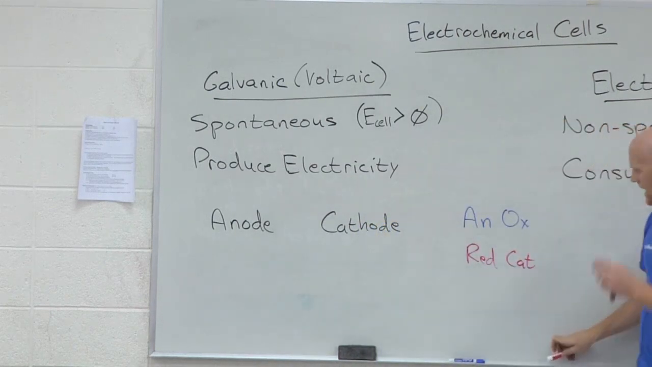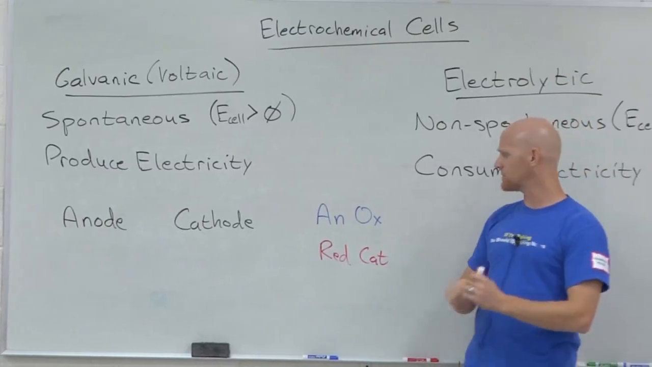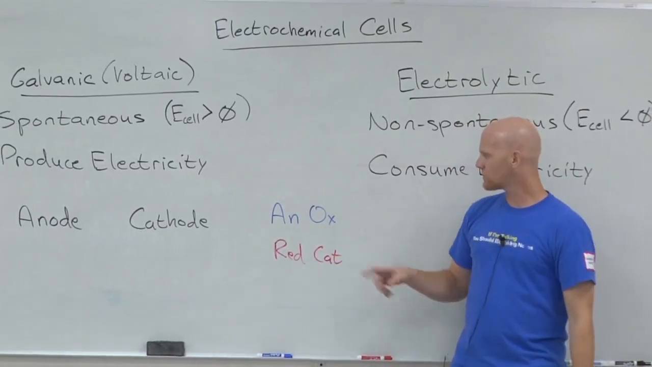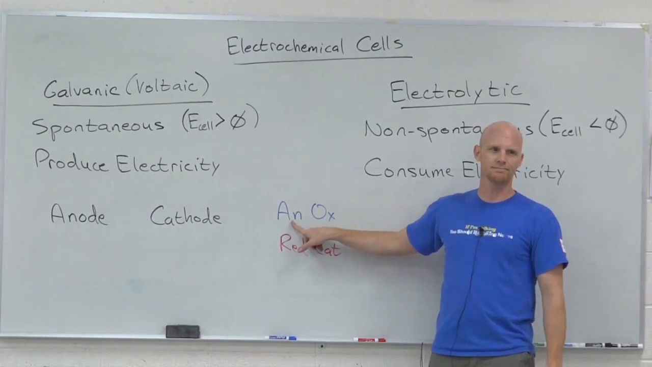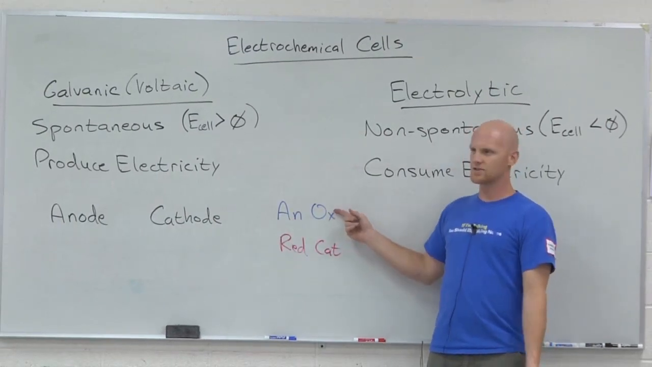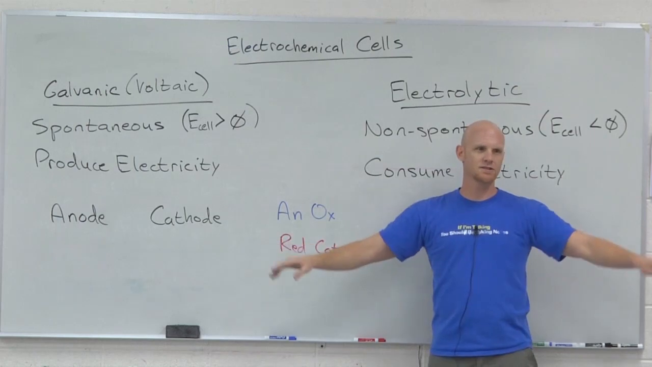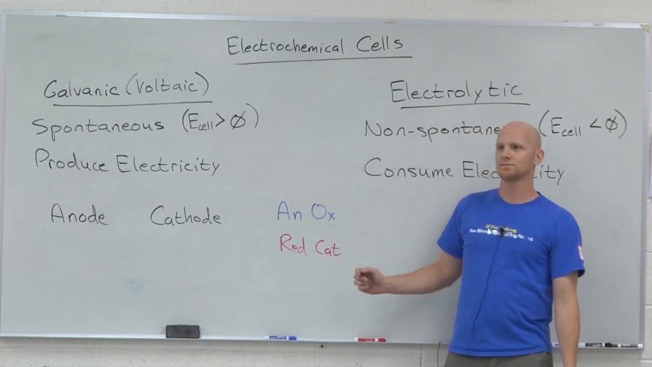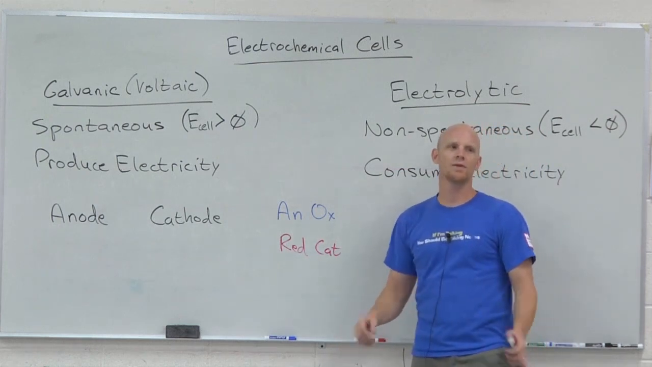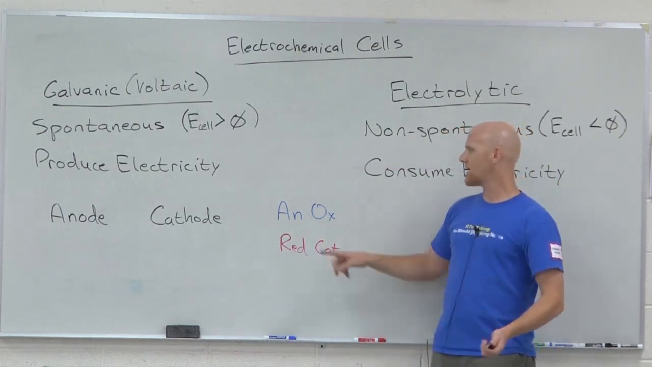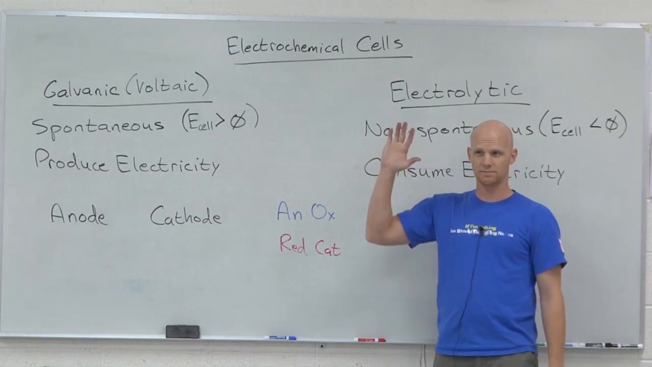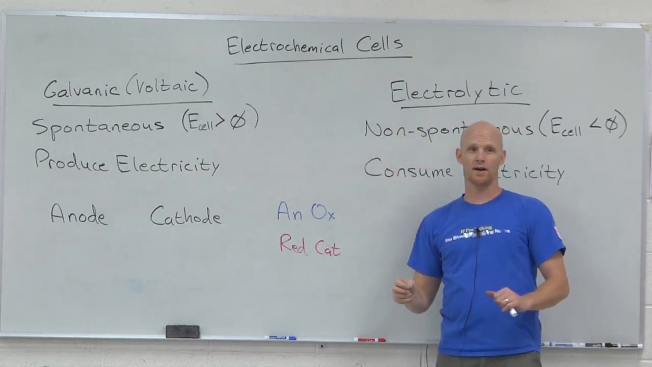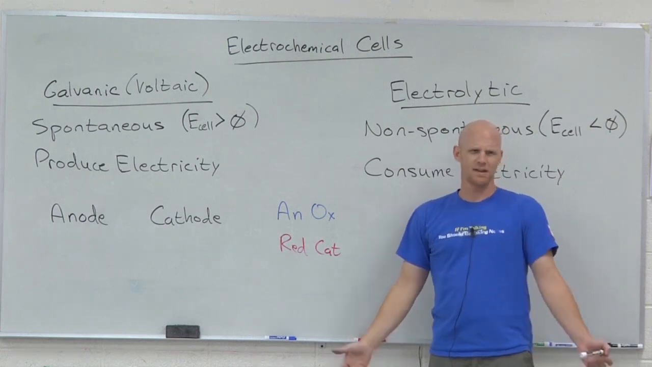And more animals. I like Leo the lion says Ger, it deals with animals, and now we have an ox and a red cat. So guess what happens at the anode by definition? Oxidation always takes place at the anode. That's the definition of anode. Guess what always happens at the cathode? Reduction. So you got a couple of different ways you can remember this. Now, has anybody ever seen an ox before? A couple people have seen an ox. Have you ever seen a red ox? No, never seen a red ox, right?